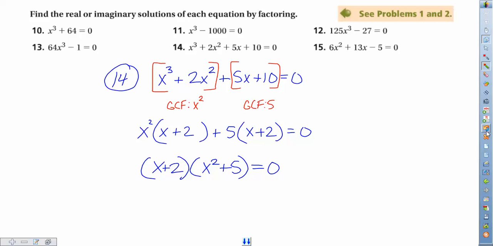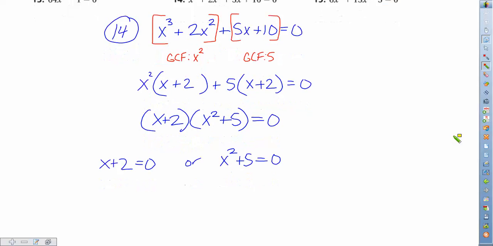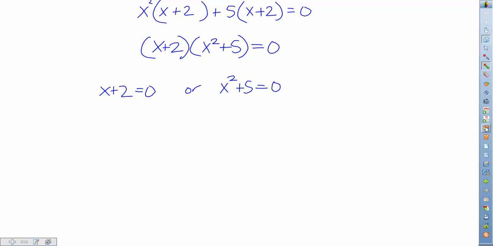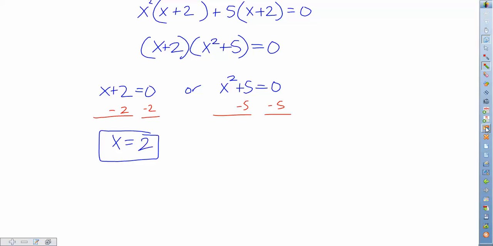So then, here's what happens next. You set them both equal to 0. X plus 2 could be equal to 0, or x squared plus 5 could be equal to 0. And then you solve each one of those. Look at that move. See how I'm subtracting 2 from both sides in the first one? Let's subtract 5 from both sides in the next one. Now when we do it on this side over here, we're done already, right? X must be equal to negative 2. We have one of our solutions.